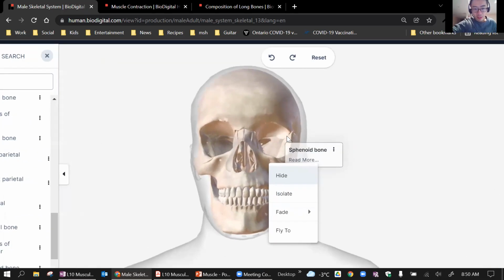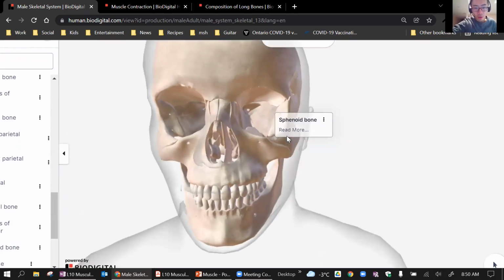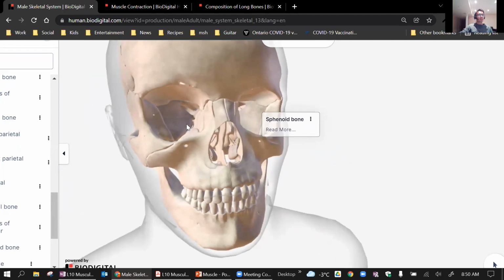Probably easier with my finger to control it. Okay. What do you think? What goes through those holes? That hole, that hole. What passes through it? Optic nerves, excellent, Abdullah. That's what they are for.